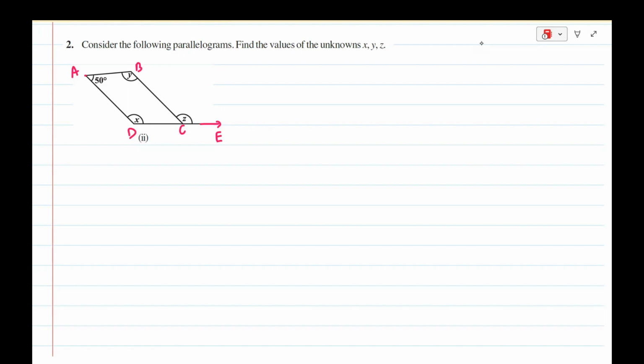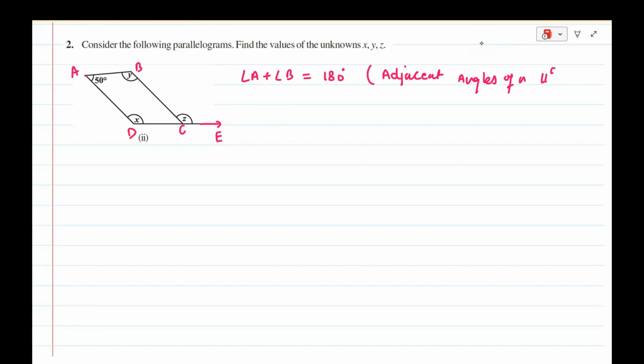Now, starting from the property. Here, I know angle A plus angle B are adjacent angles, so they are going to be supplementary. I can write here adjacent angles of a parallelogram.